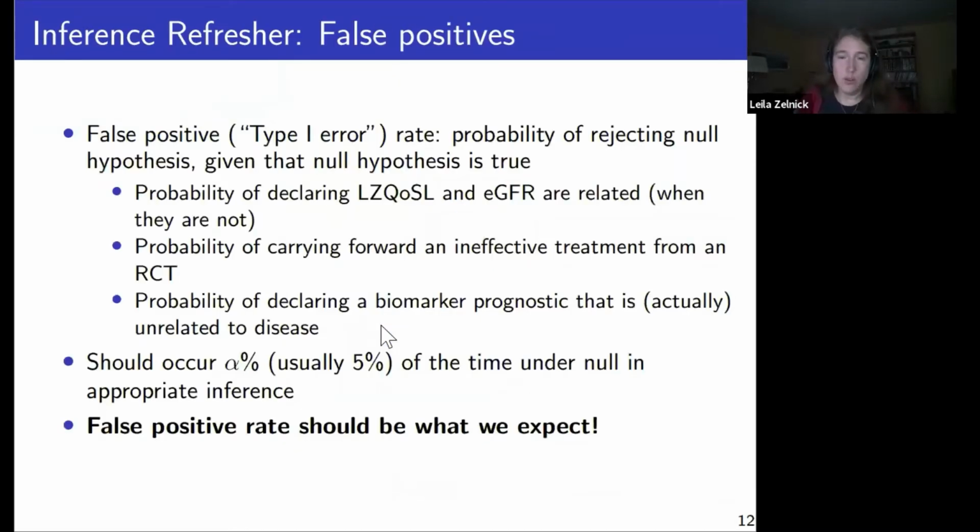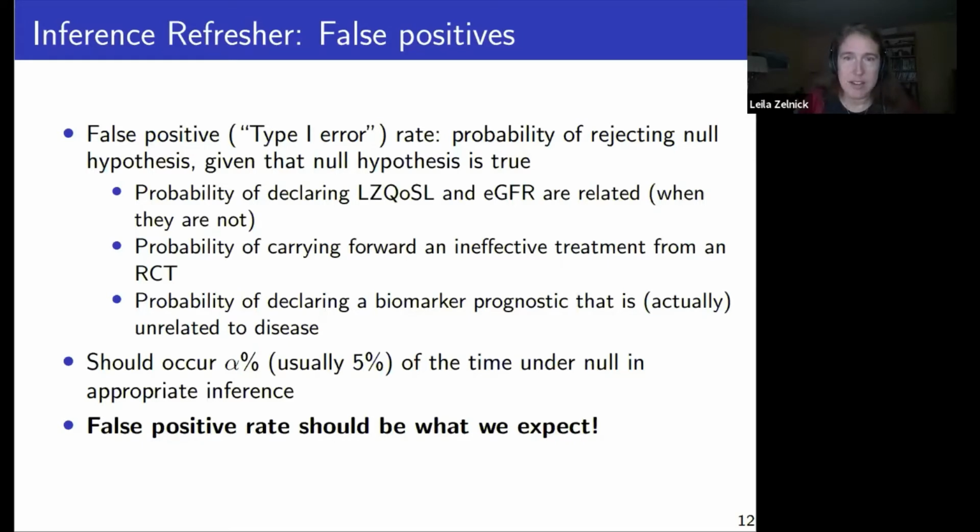So formally speaking, we call that a type 1 error, or I'll interchangeably call it a false positive. So the false positive rate is the probability of rejecting the null hypothesis given that the null hypothesis is true, which I know it is because I generated this data. So in my example, that's the probability of declaring that this instrument and EGFR are related when in fact they are not. Something closer to home for you would be the probability of carrying forward an ineffective treatment from a randomized clinical trial, or the probability of declaring that a biomarker is prognostic when it's actually unrelated to disease. If we're using this 5% threshold, then that should occur 5% of the time under the null hypothesis, if the inference is appropriate.